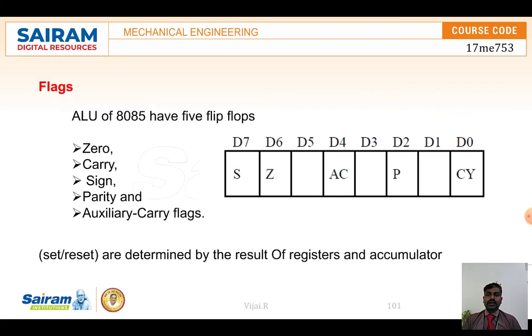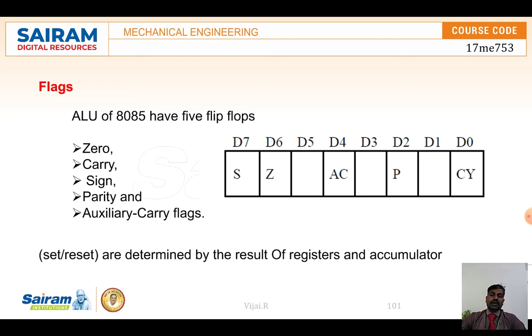You can see there are 8 data bits, D0 to D7. Five of them are flip-flops. They can be set and reset, and the values can change continuously with zeros and ones. Here the set and reset are determined by the results in the accumulator. According to the result after the process, the flip-flops act as set or reset, right?